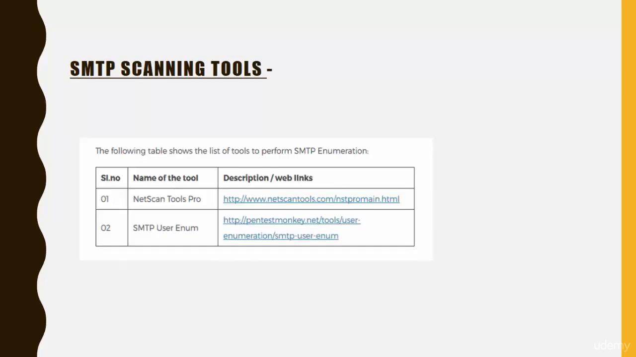These are the tools you can use for SMTP scanning. NetScan Tools Pro is one tool, and you can download it from the next link. Second, SMTP-user-enum, and you can download it from the next link.